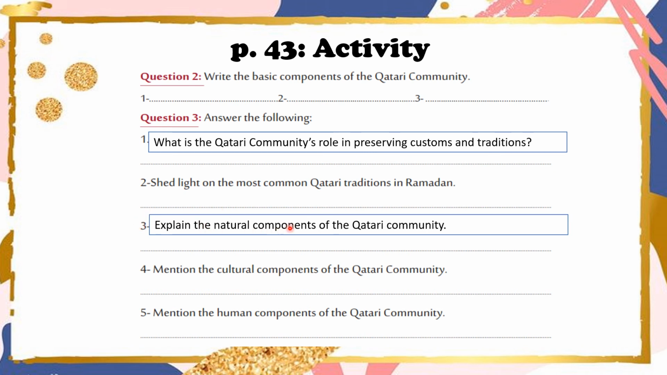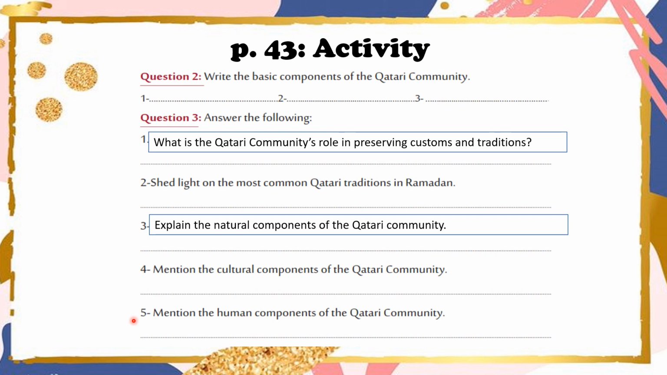And number 3, explain the natural components of the Qatari community. So go back to the previous pages and try and conclude what consists natural components. Okay, so as we know from previous discussion, natural components would include land, marine life, and ordinary life. Okay, so please note these down on the blanks. Now for 4 and 5, you have to jot down the answers yourself. Okay, so 4, mention the cultural components of the Qatari community, and 5, mention the human components of the Qatari community.